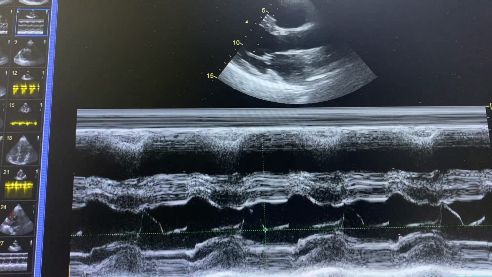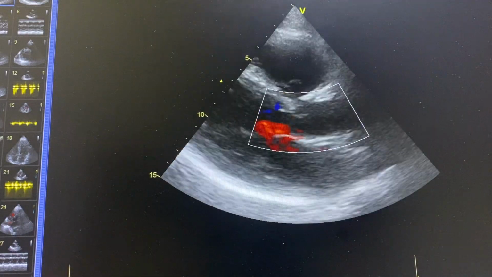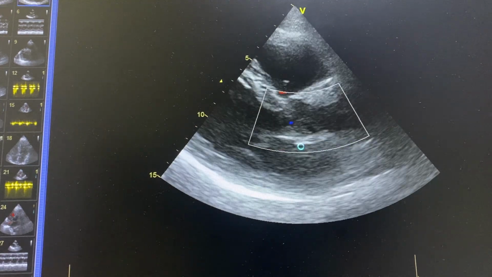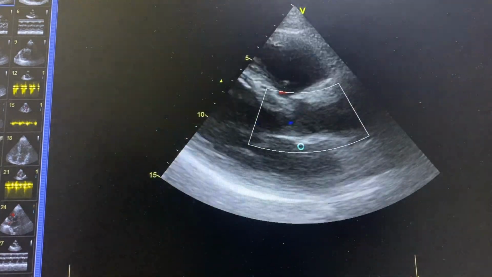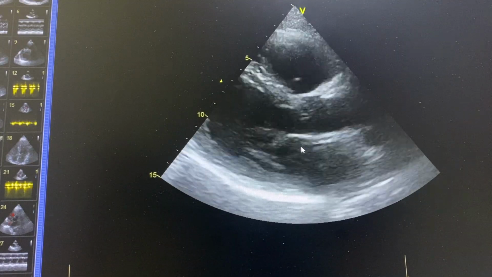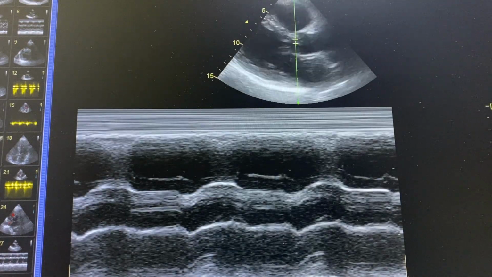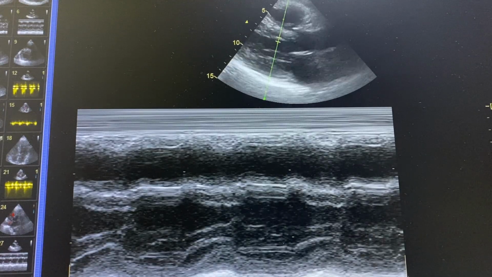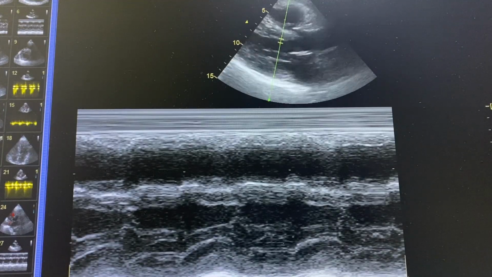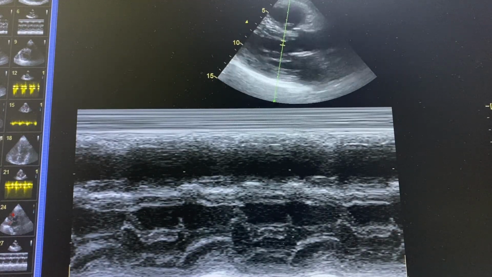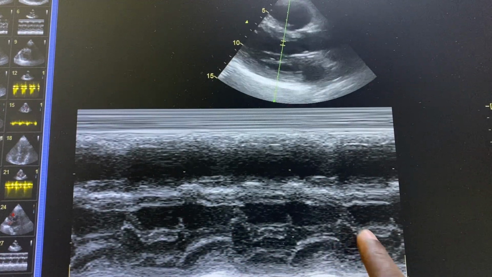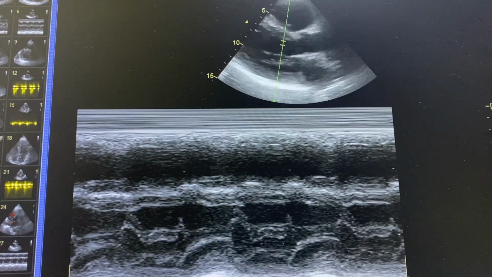We can change this M mode to pass through the mitral valve. See this M mode passing through the mitral valve. Not clear. It's not clear. But this is the posterior, anteriorly flat, posteriorly flat, anteriorly flat, posteriorly flat, opening and closing.